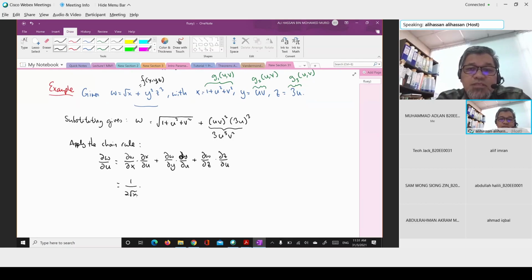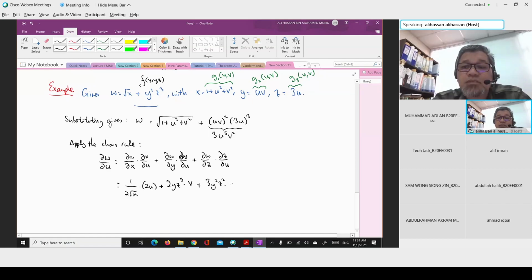X partial u is 2u. What is w partial y? It's 2y z cubed, and y partial u is v. W partial z is 3y squared z squared, and z partial u is 3.